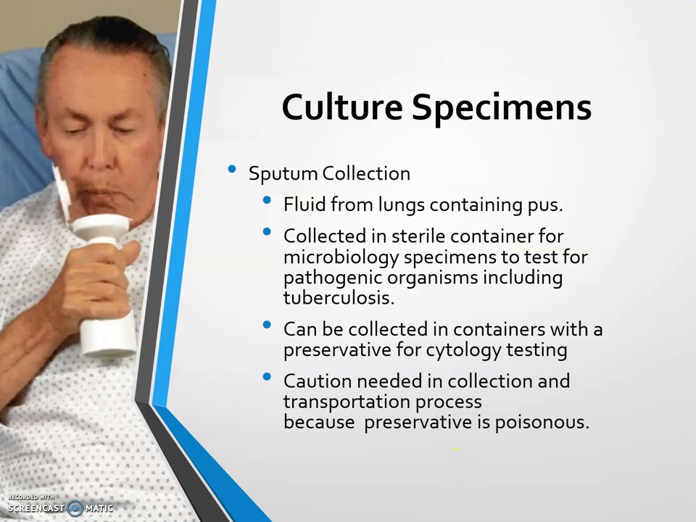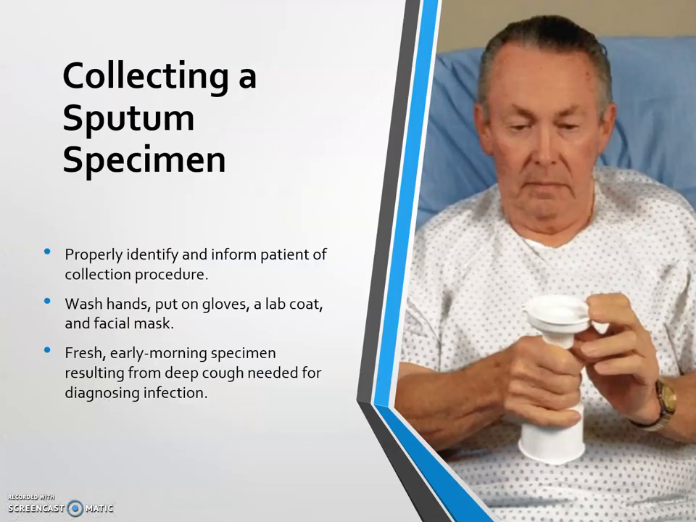Sputum collection. This is fluid from the lungs containing pus. It's collected in a sterile container, which looks like this. For microbiology specimens, to test for pathogenic microorganisms, including tuberculosis, it can be collected in containers with a preservative for cytological testing. Caution is needed in the collection and transportation process because there is a preservative at the bottom that is poisonous.